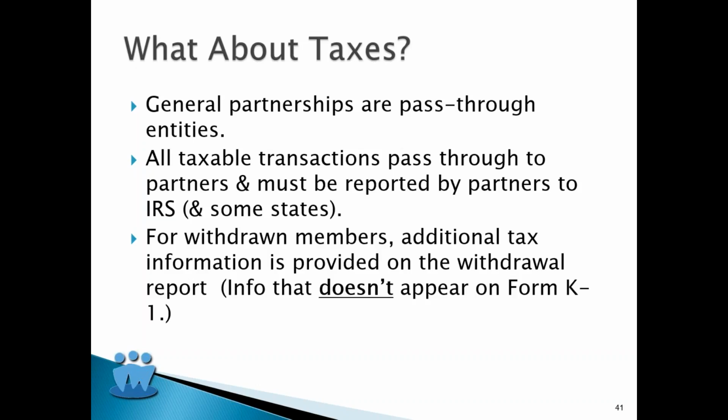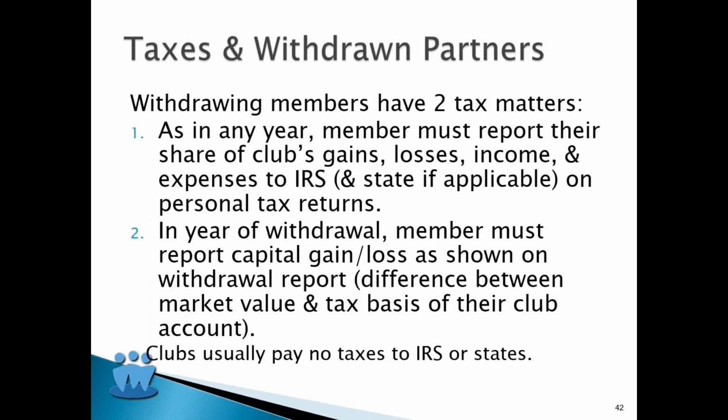So you have to make sure at year-end that you provide the K-1 to withdrawn members, and it's a good idea to send them a copy of their withdrawal report as well. Withdrawing members have two tax matters to consider. They have to report their share of the club's gains and losses and income and expenses to the IRS on their personal tax returns up until the point at which they withdrew. And then they have to report the capital gain or loss, the difference between the market value of their club interest and the tax basis of their club interest. So how much they put into the club and then how much they took out.